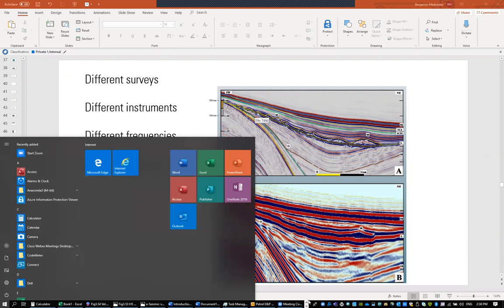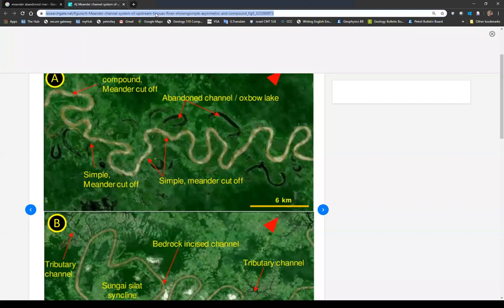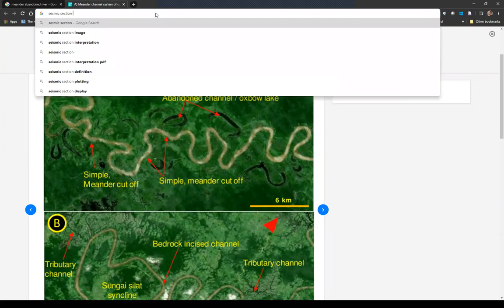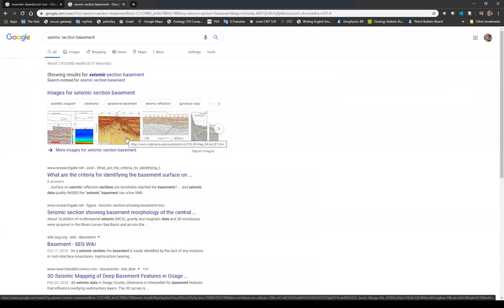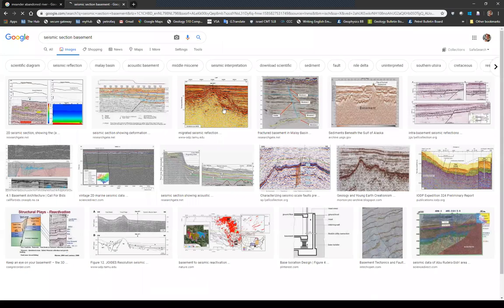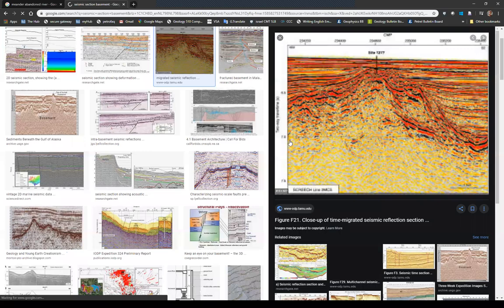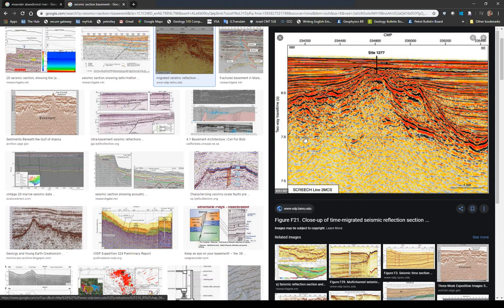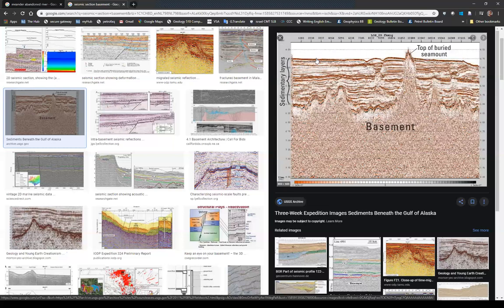Let me just find something useful. And this is a seismic section. Basement, right? So basement is a reflection that we don't see below it, right? Because this is the basement. And if the basement is at 7 seconds, which is probably, I would guess, 8, 9, 10 kilometers, then that's what you see. So you cannot see below it. However, we have places like here in this image, and I'm grateful to Google, in this place the basement is at 6 seconds.